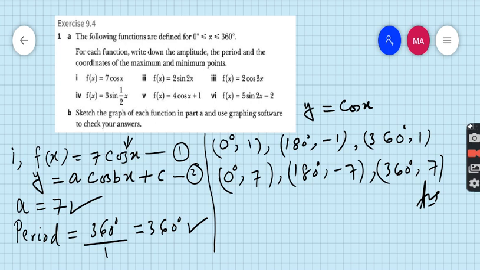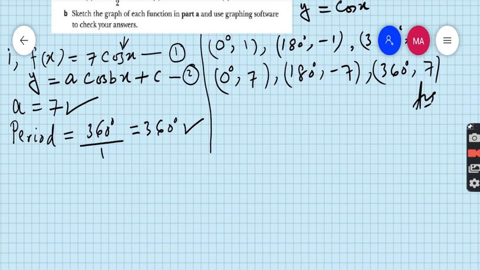Now come to part B. Part B is: sketch the graph of each function in part A. This is too easy. But in order to sketch the graph, first we should plot the x and y axes. How am I showing?